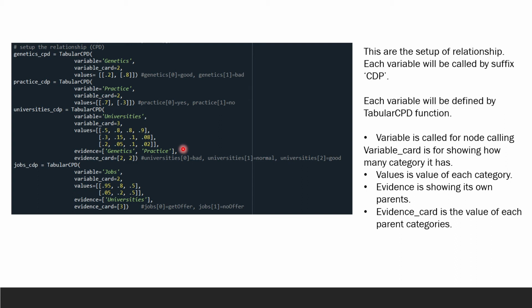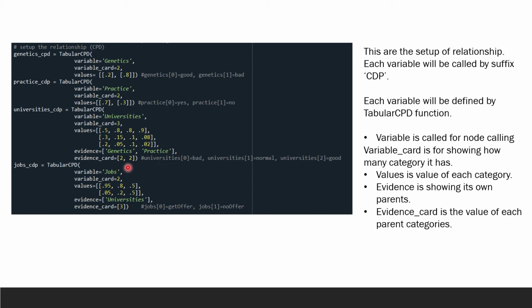What does it mean? It means that it's telling the network how it's connected together. In here, university is the ancestor of genetic and practice, so we just define that. And the last one, evidence underscore card, is the value of its parent category. What does it mean? It means we assign how many outputs its evidence has.